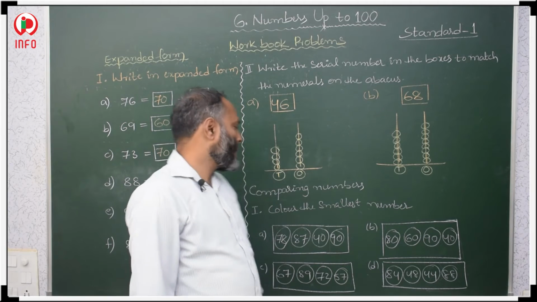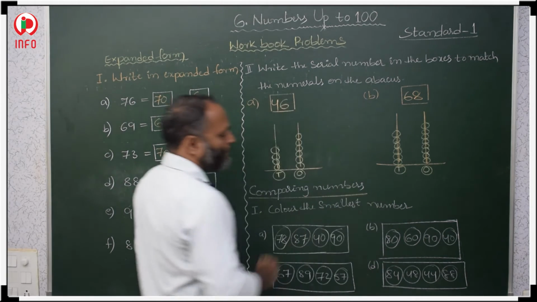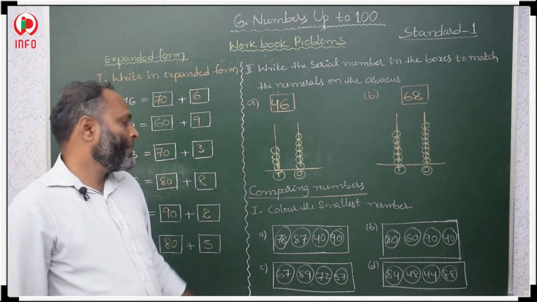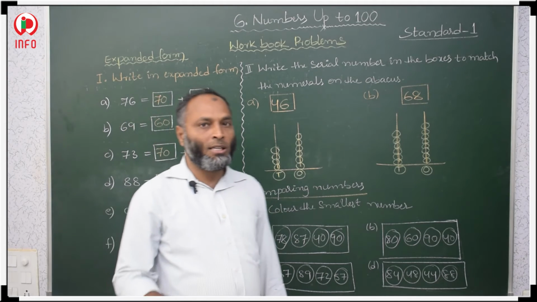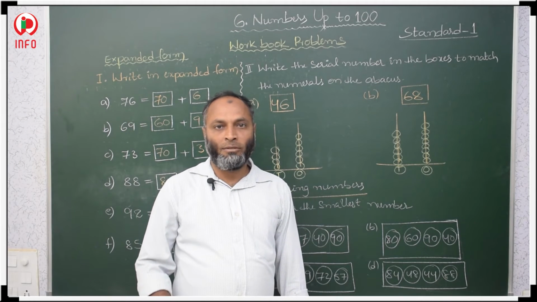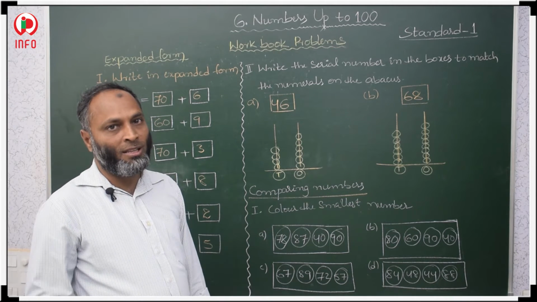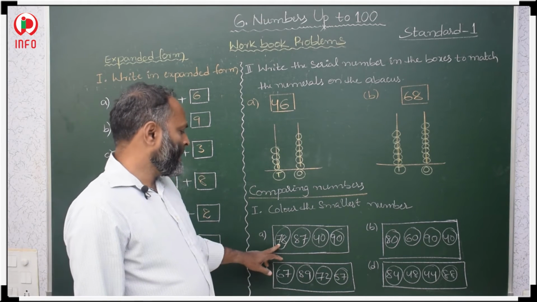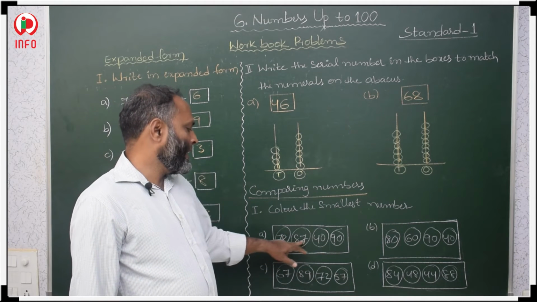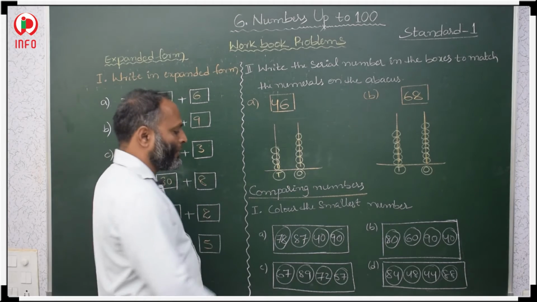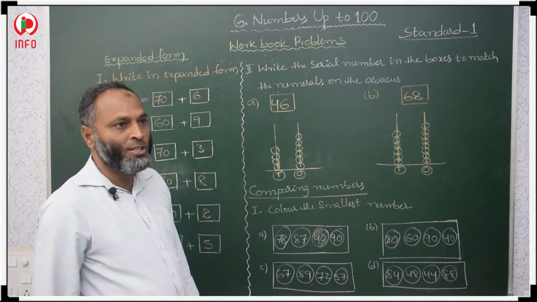Okay. Now, next one. The next concept, comparing numbers. How to compare the numbers? The first one, color the smallest number. How to decide the number is the smallest or the biggest? We have to see the tens place value first. In tens place, whatever is the smaller, that is the smaller. Here in tens place 7 is there, here 8 is there, here 4 is there, here 9 is there. 7, 8, 4, 9. 4 is smaller. So color this 40. This is the smallest one.